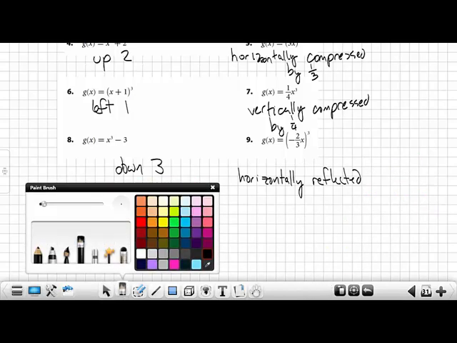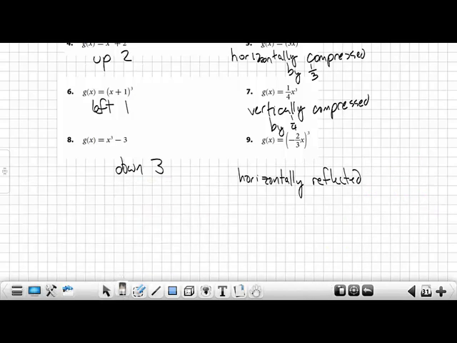Okay, the 2/3 is doing something. What's it doing? Stretched or expanded. By what? By 3/2. Thank you. When it's horizontal stuff, you got to do opposites. Horizontally reflected is that negative sign, and then the stretch, flip it, 3/2.